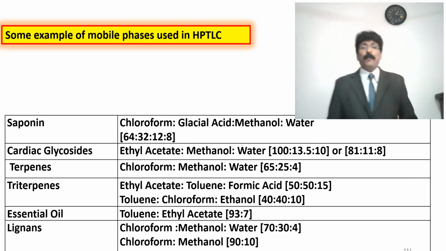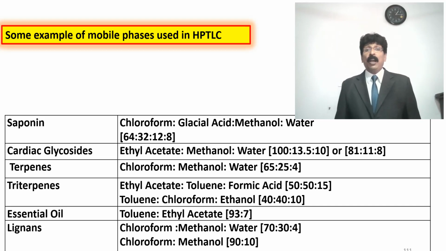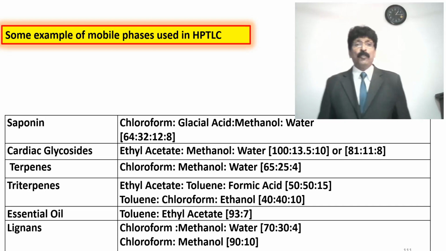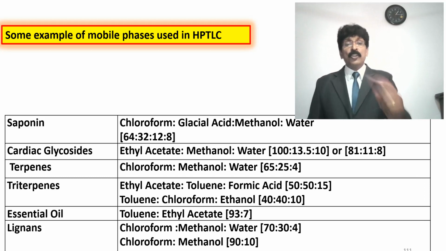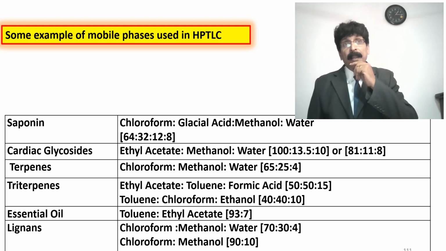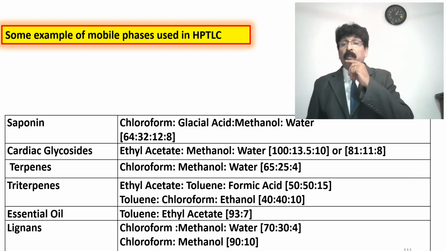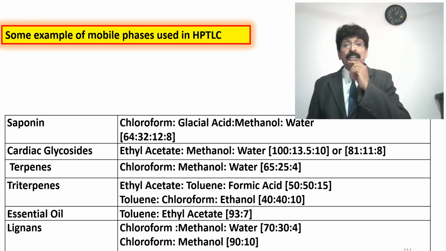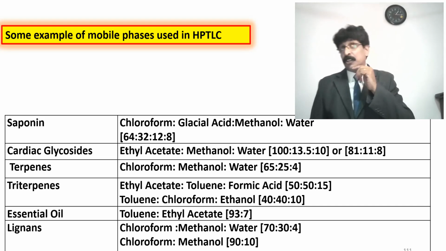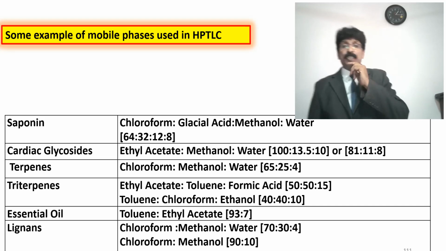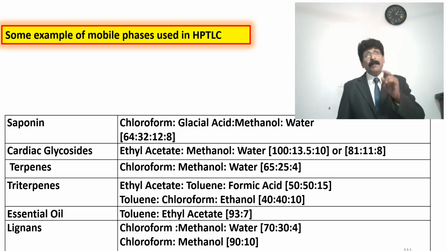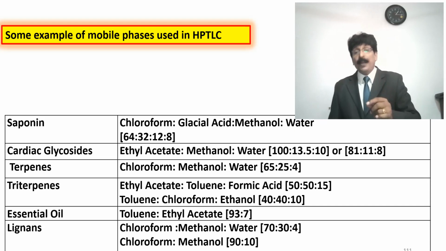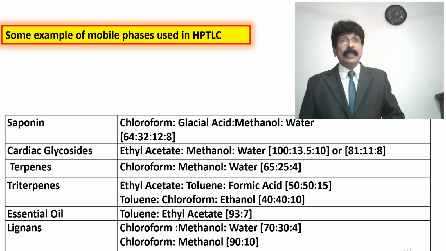Terpenes can also be performed with the mobile solvent chloroform, methanol and water in the ratio 65 to 25 to 4. Triterpenes can be performed with the mobile solvent system ethyl acetate, toluene and formic acid in the ratio of 50 to 50 to 15, and also toluene, chloroform, ethanol in the ratio of 40 to 40 to 10. Essential oil generally can be performed with toluene and ethyl acetate in the ratio of 93 to 7.